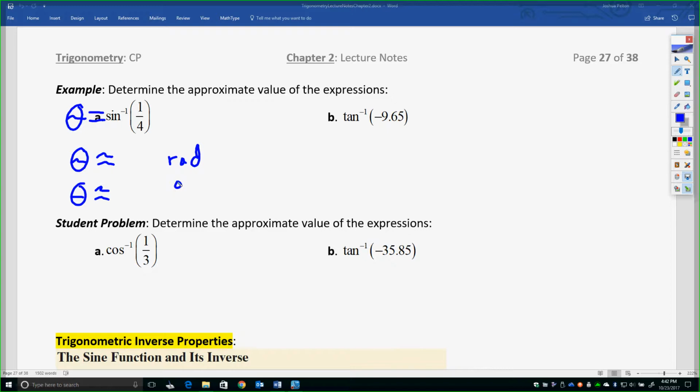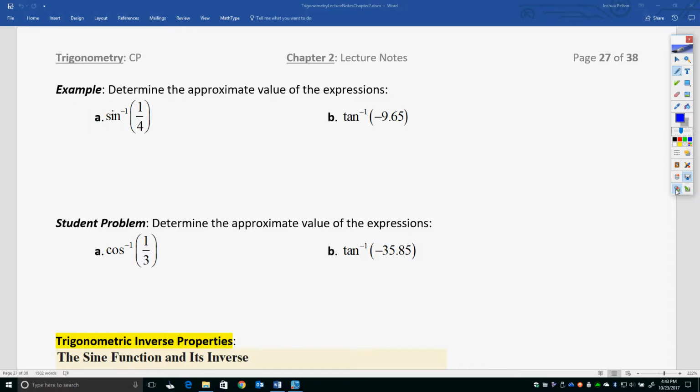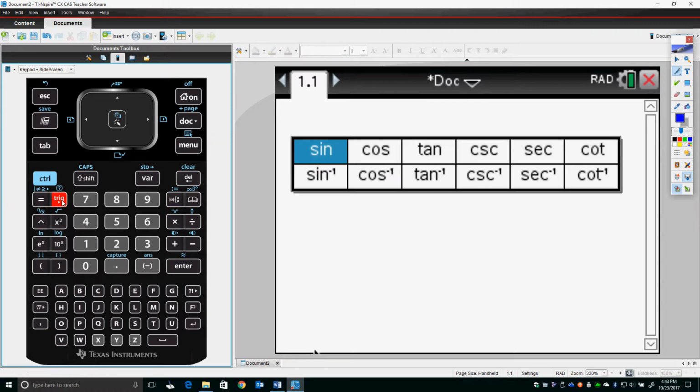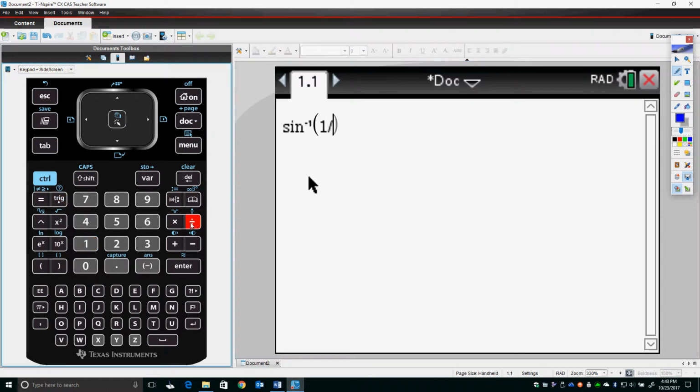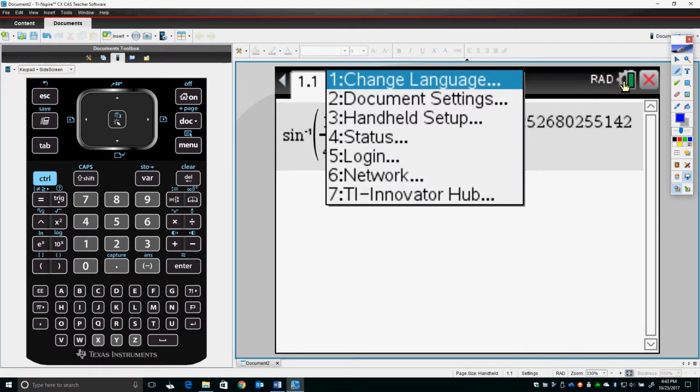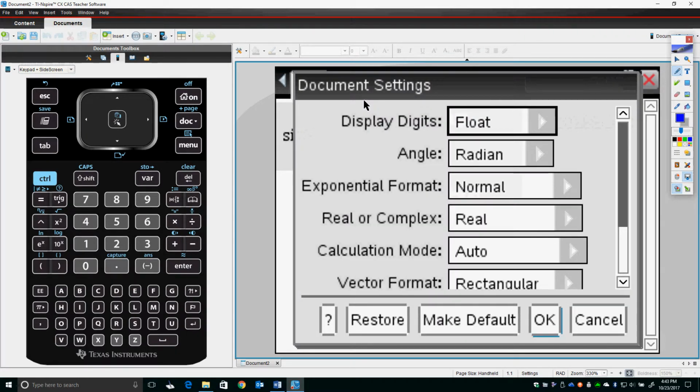So we're going to do sine inverse of 1/4. Okay, so I do sine inverse of 1/4. I get this answer here, but this answer is in radians, so that is a radian answer. So I have to change the settings of my calculator. Every calculator is different. You need to figure out for yourself on your calculator how to do it. It's usually under mode or angle or something like that.